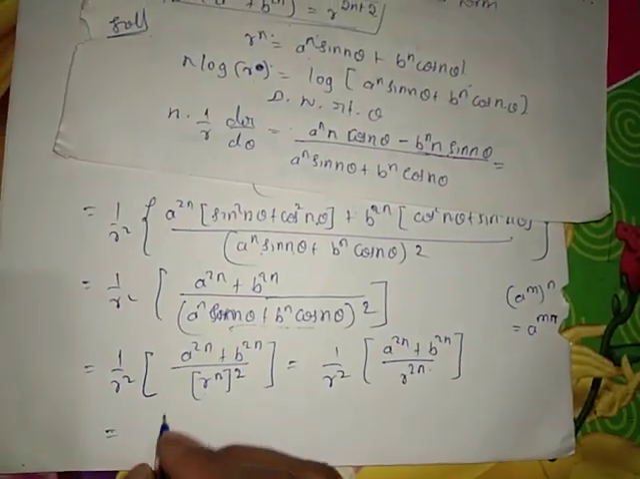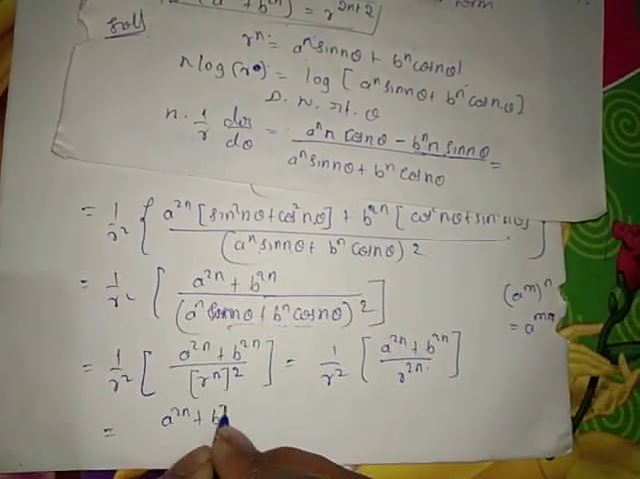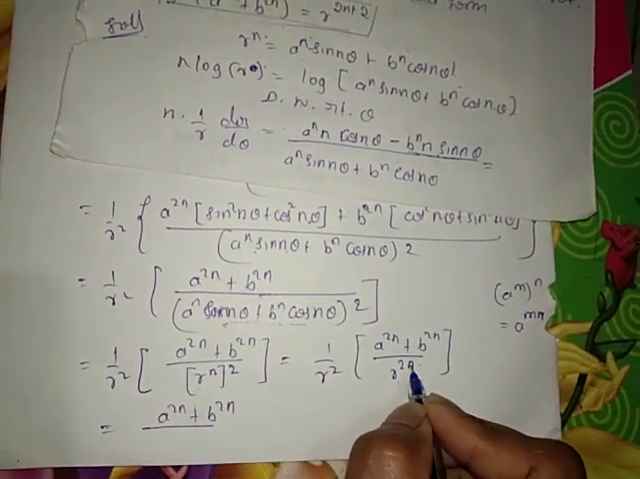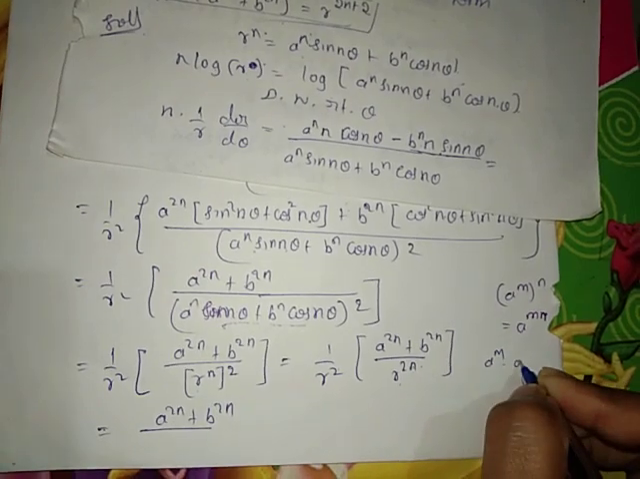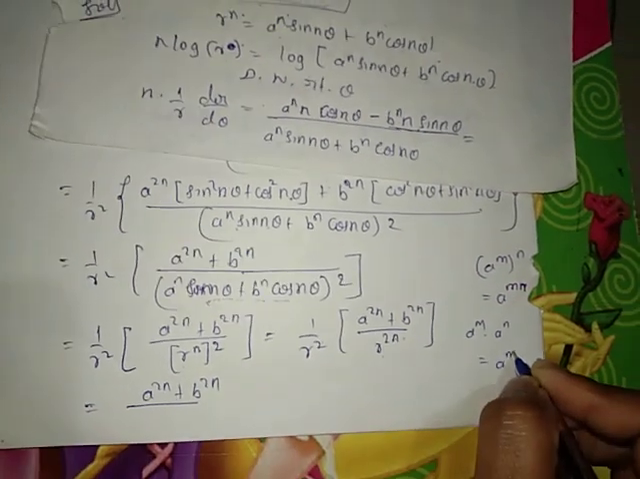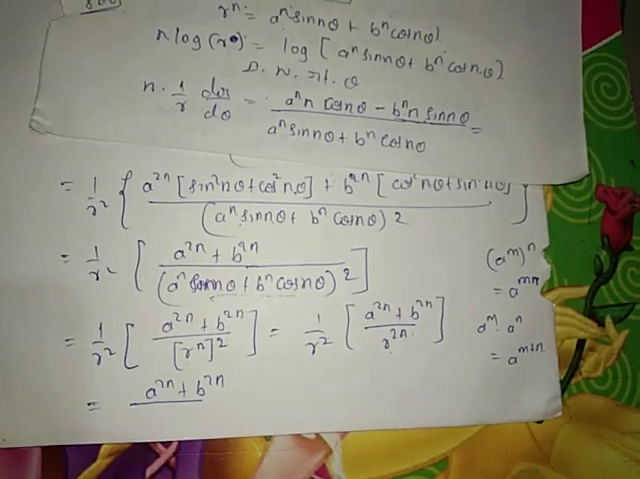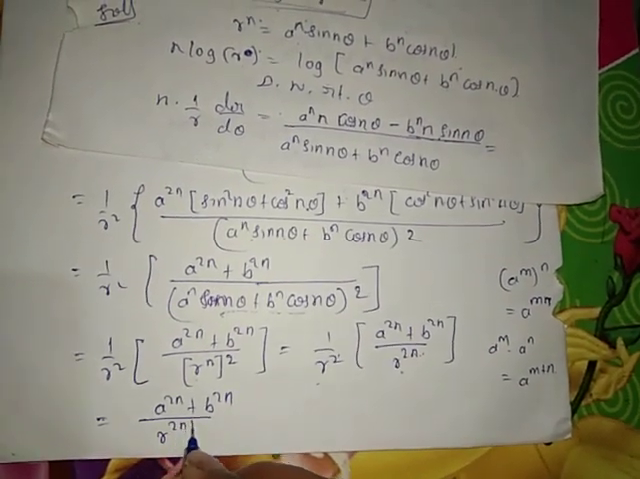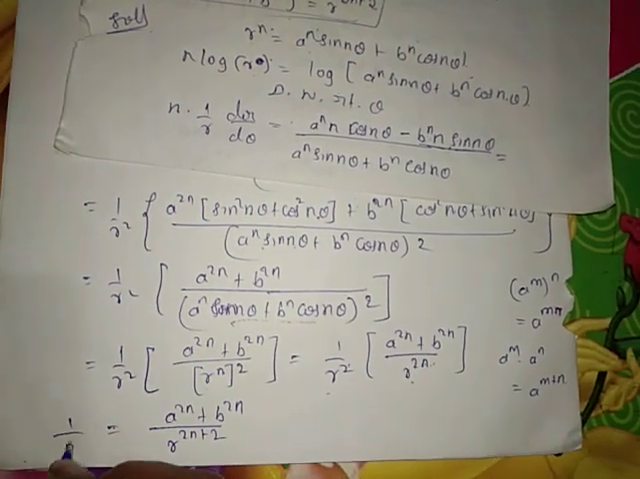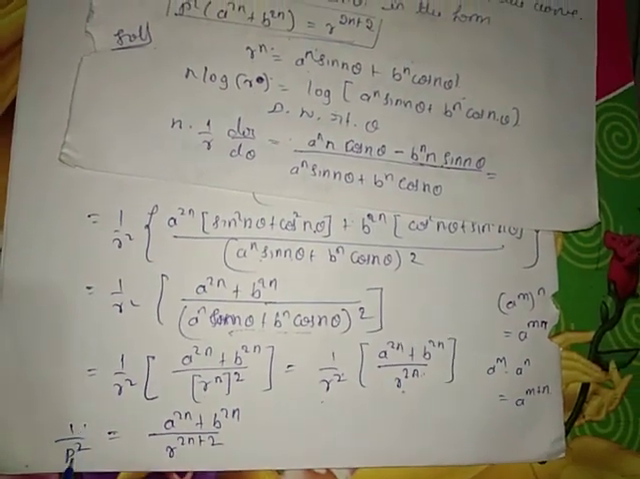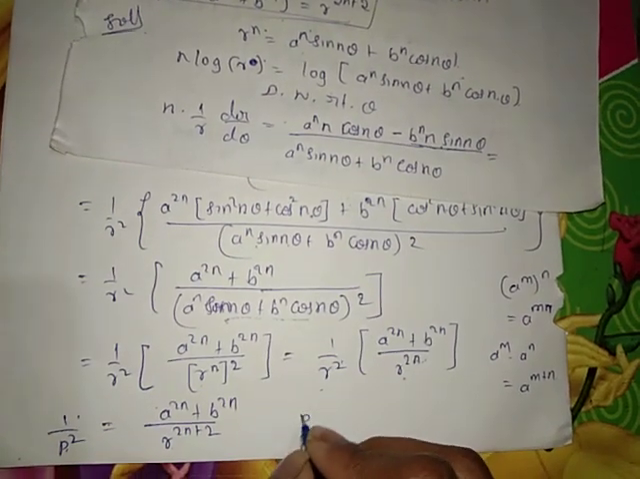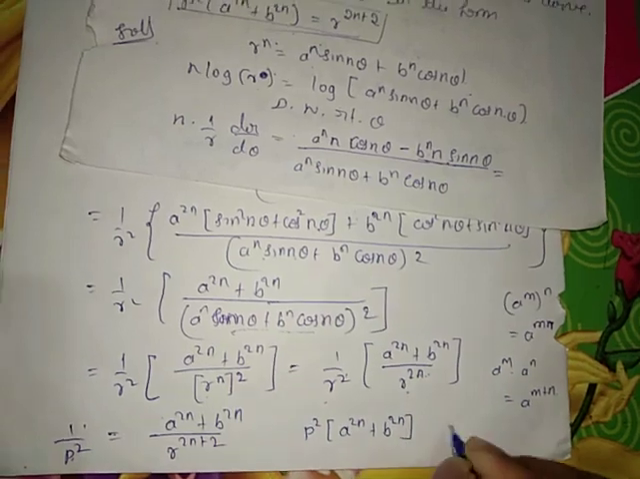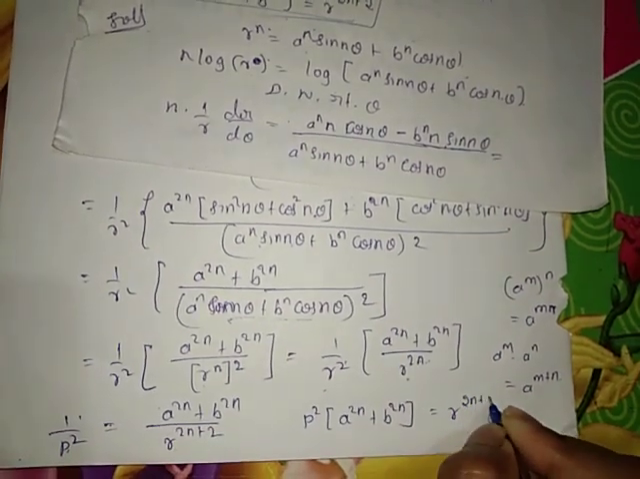That is equal to a raised to 2n plus b raised to 2n divided by r square into r raised to 2n. a raised to m into a raised to n equals a raised to m plus n. So r raised to 2 into r raised to 2n is r raised to 2n plus 2. 1 by p square: take this term onto here and this term onto here. That becomes p square into a raised to 2n plus b raised to 2n equal to r raised to 2n plus 2.